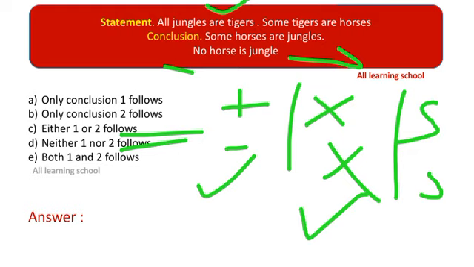Here the last word is jungles. As the last word is the same, the third rule is also followed. So in this question, Charlie will be the correct option. Either one or two will be followed.